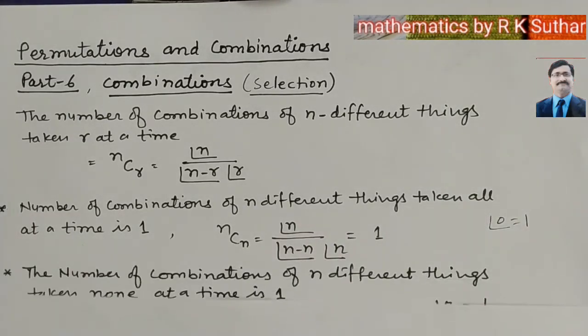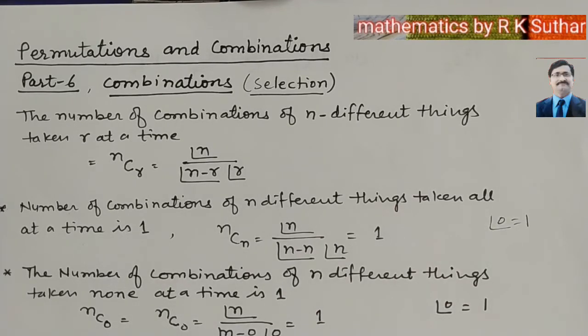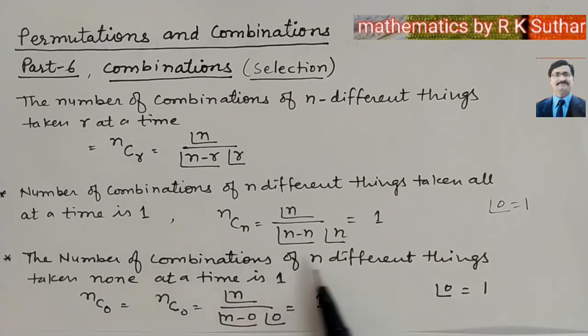We have one more case here: the number of combinations of n different things taken none at a time is 1. If we do not take any things, then the number of combinations will also be 1. So nC0 means factorial n upon factorial n minus 0 and factorial 0, and this is 1. All of you understand this is the combination.